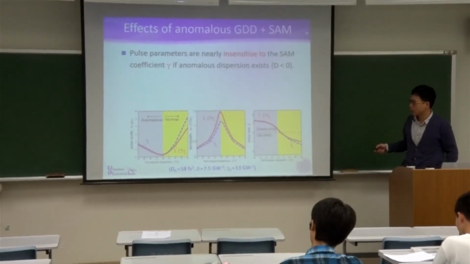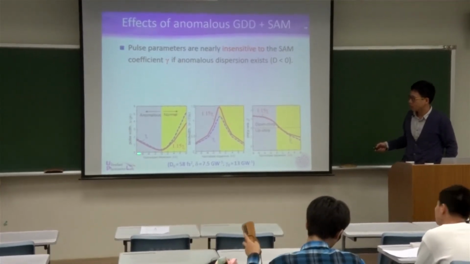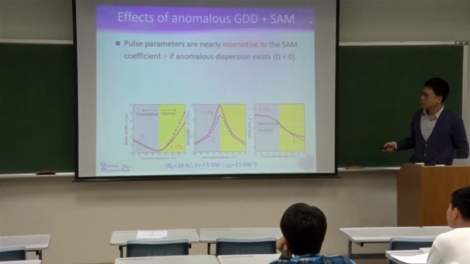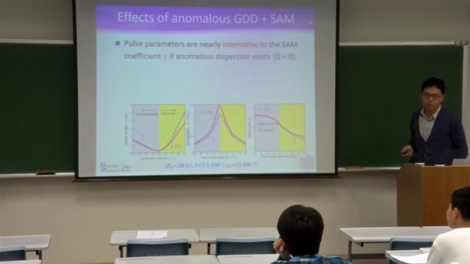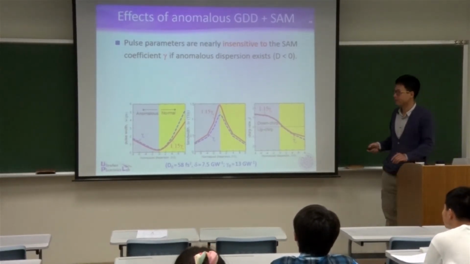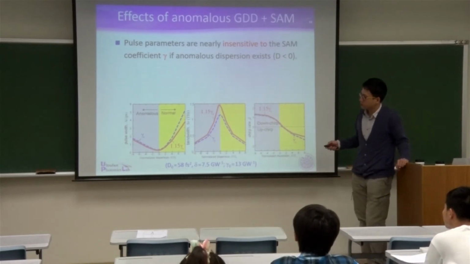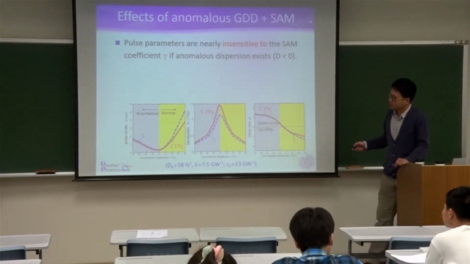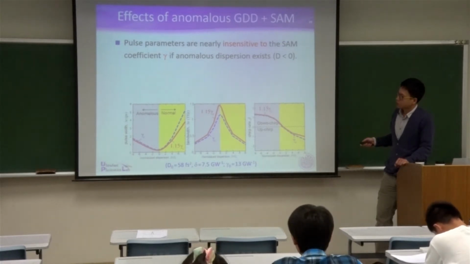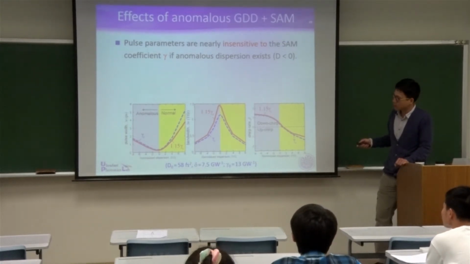Now the horizontal axis means the normalized dispersion. So the left half means the anomalous dispersion, and the right half means normal dispersion. And in the first figure, the vertical axis is the pulse width. So you see two curves.